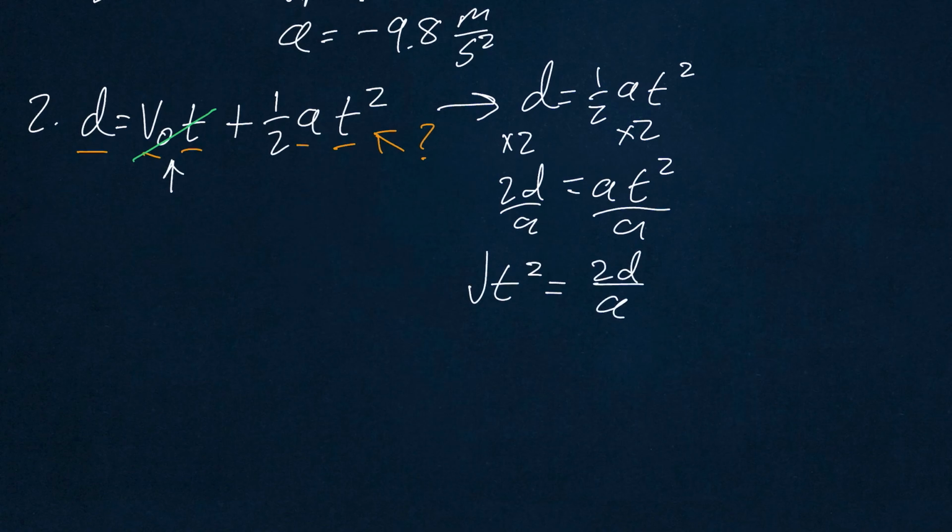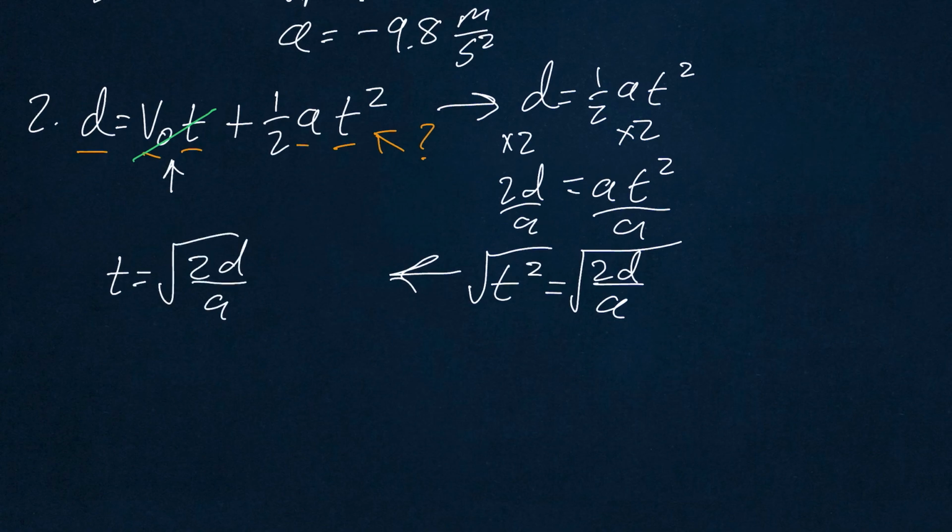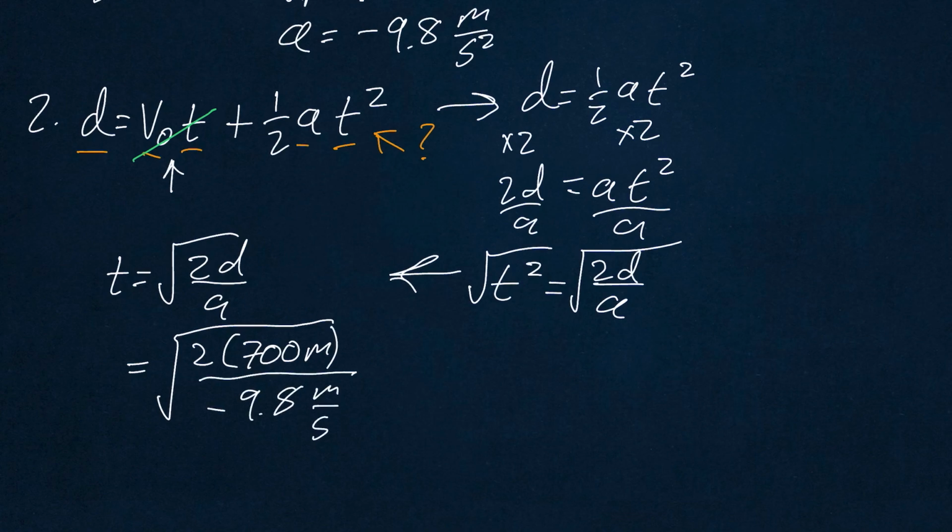And now to get t, we need to square root both sides. So we get t equals the square root of 2d over a. And now to solve for t, we simply plug in our d and a variables. So we get the square root of 2 times 700 meters divided by negative 9.8 meters per second squared. And if we plug that into our calculator, we get t equals 11.95 seconds.